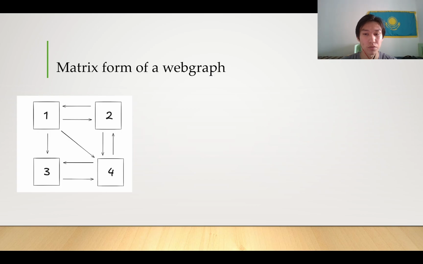So as we understood what a web graph is, we can represent it in a mathematical form. To do that, we can write relationships between pages as vectors. So this is the first vector, which is the vector of the first page. Each entry of a vector represents the probability of a page to redirect to other pages.